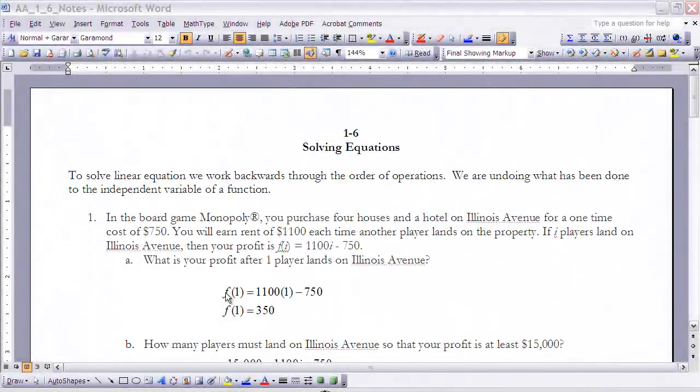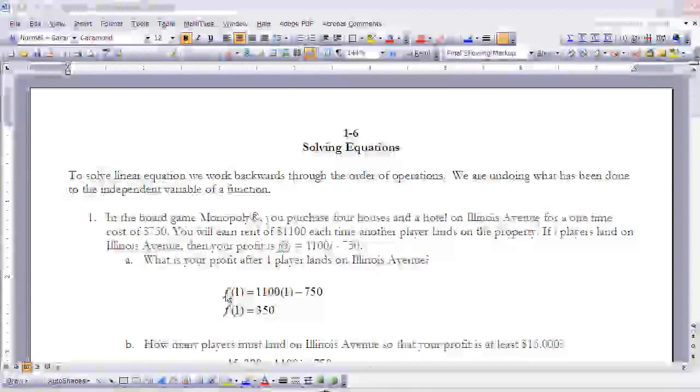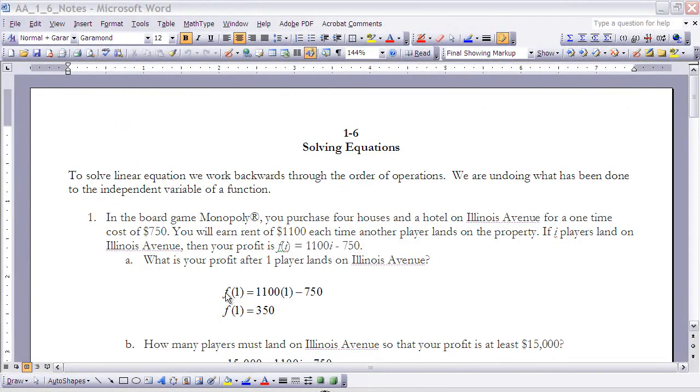Okay, these are the notes for section 1.6, solving equations. You should have read section 1.6 already before doing these. Primarily what we're going to do is look at a few examples here. Solving equations is something you spend a lot of time on in your first algebra course. Just a reminder, when we're solving an equation, any sort of linear equation, meaning that it forms a line if we were to graph it, what we're going to do is work our way backwards through our order of operations. So when we're solving an equation, really what we're doing is undoing what has been done to the independent variable.